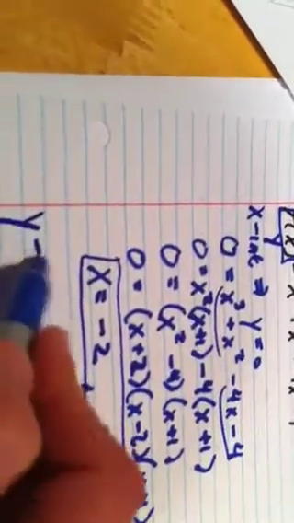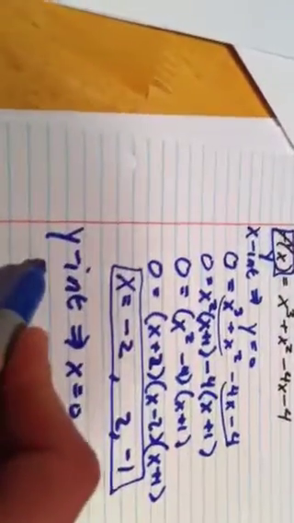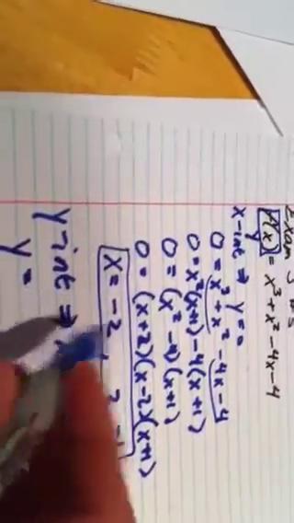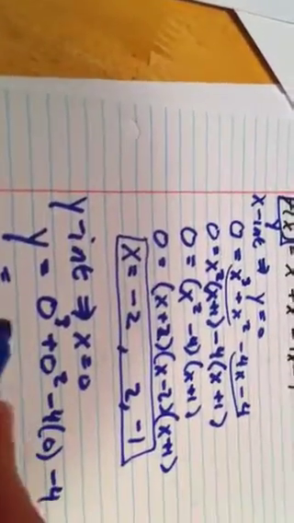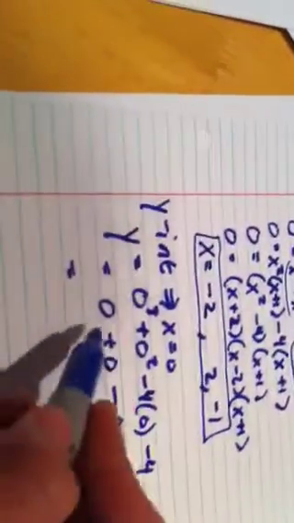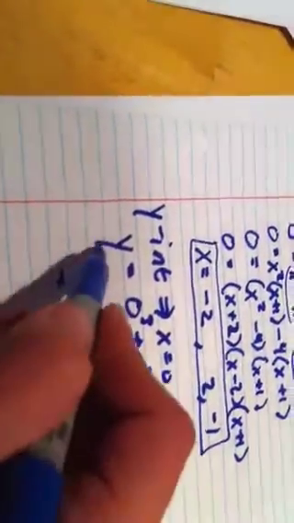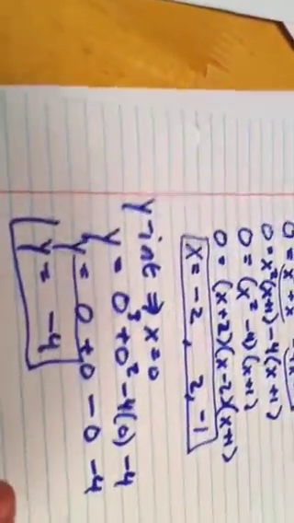If I want to find my y-intercept, I'm going to let x equal 0, and so that'll mean that y will equal, just plugging in the 0, 0 cubed plus 0 squared minus 4 times 0 minus 4. So that's just 0 plus 0 minus 0 minus 4, so that's just minus 4. So y equals minus 4 is my y-intercept.